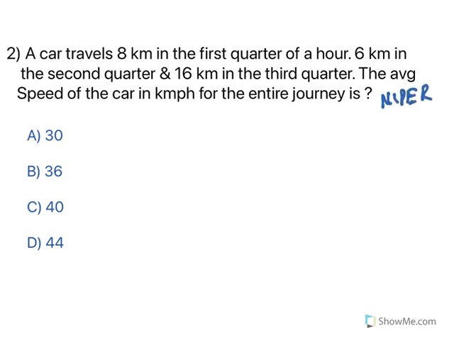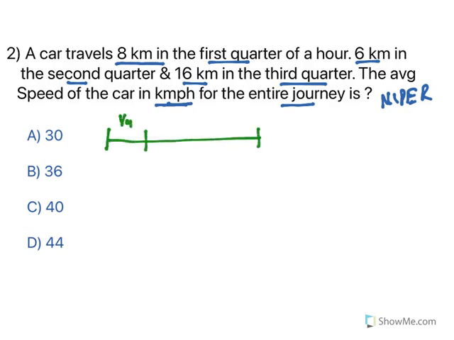Now, again, the strategy is you need to know what is given. See, a car travels 8 kilometers in the first quarter of an hour, 6 kilometers in the second quarter, 16 kilometers in the third quarter of an hour. The average speed of the car in kilometer per hour for the entire journey is what? Now, let us understand this one. See, this is the total journey.